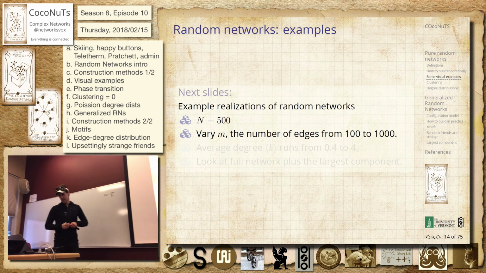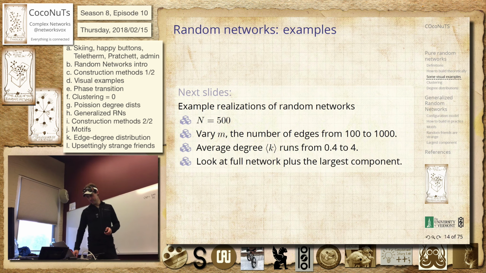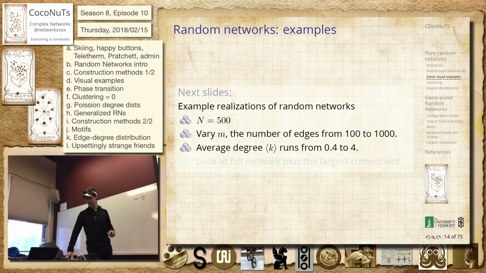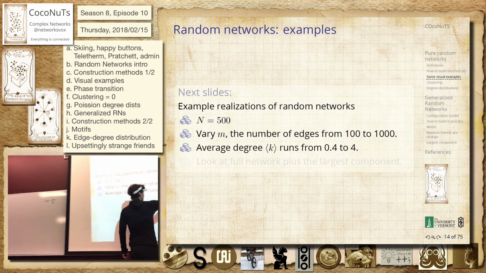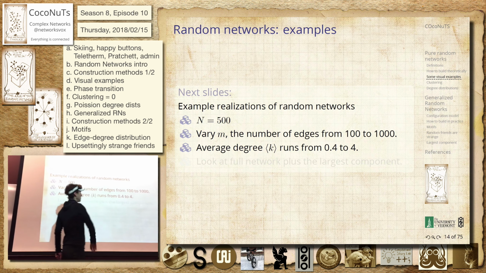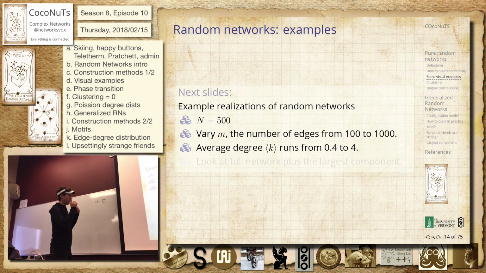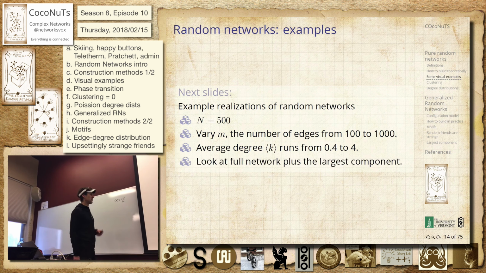So yes, we go from 100 to 1,000, so we're going to multiply this by ten. So it's going to be 200 over 500, 2,000 over 500. So we're going to have an average degree going from 0.4 to 4. And as you may recall, if you've been in PUCs before, 1 is the big deal here for random networks. So it's a good anchoring.